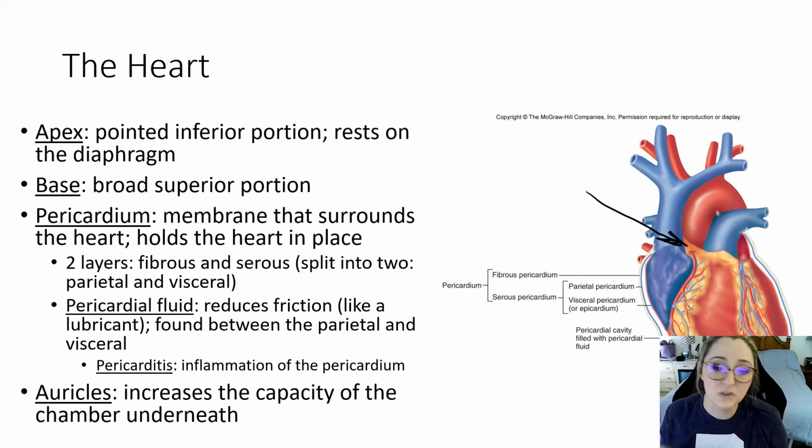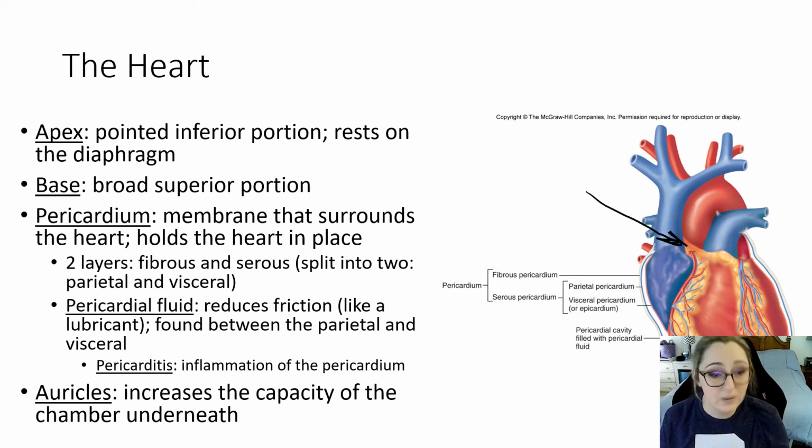This fluid is going to act as that lubricant so that your heart does not have any friction going on, because it's going to consistently beat, hopefully throughout your life. And with that beating, it would cause friction if we didn't have that fluid. It's very important. If you have inflammation of the pericardium, that is called pericarditis. That is not a good thing. You don't want that. Not good.